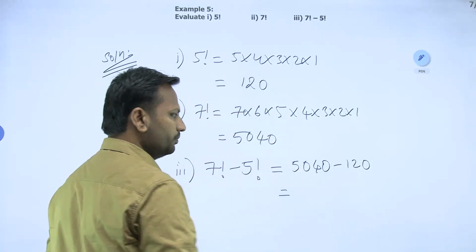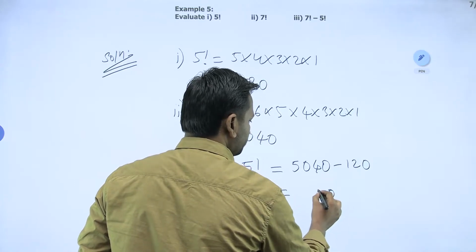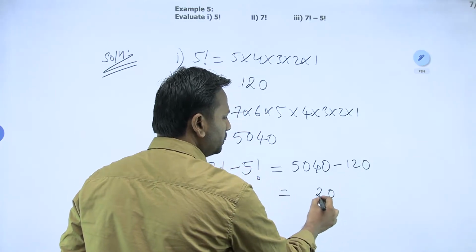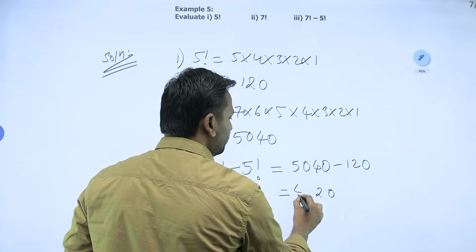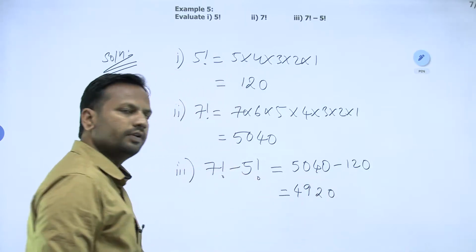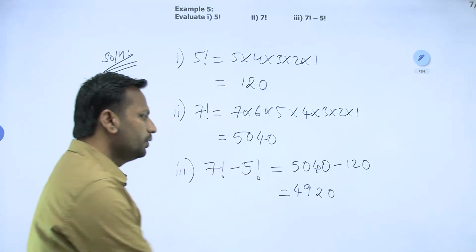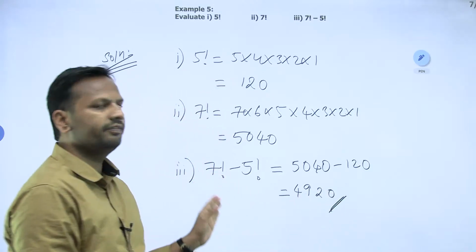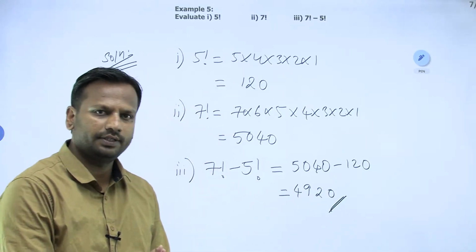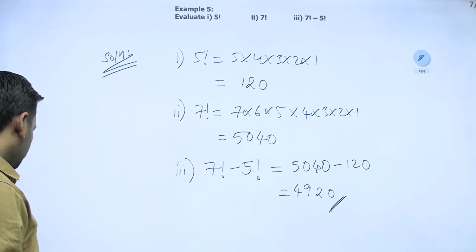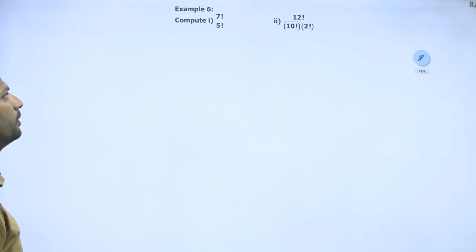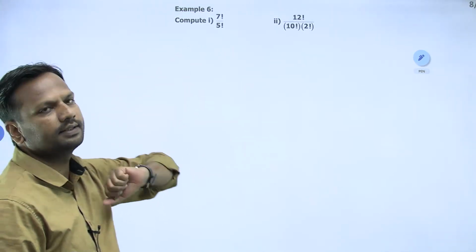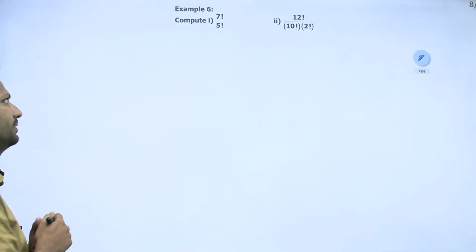So what happens now? Subtract here. 0, 4 minus 2 is 2. 40 minus 1, sorry, 50 minus 1 is 49, right? 4920 is the value of 7 factorial minus 5 factorial. Got it now? Simple one. Let us go for the next example problem, students. This is the next example here, worked example 6, right?